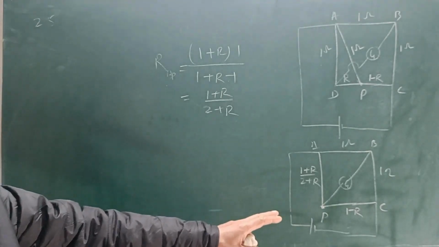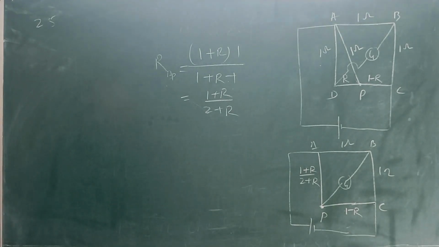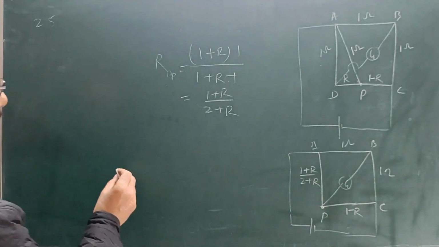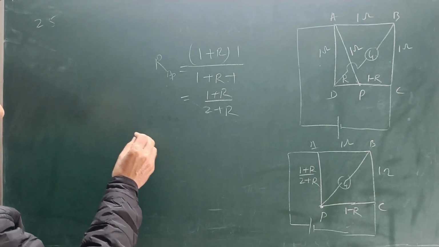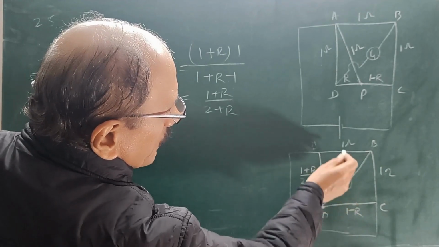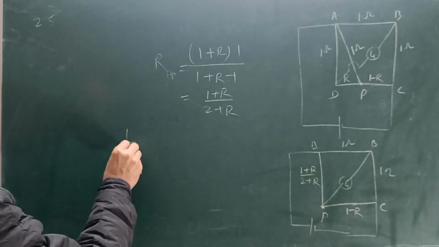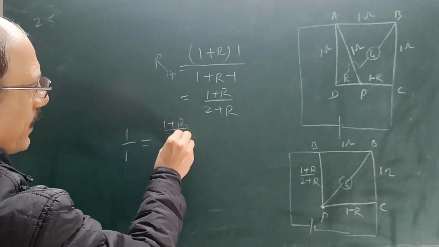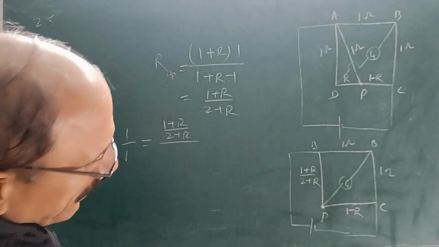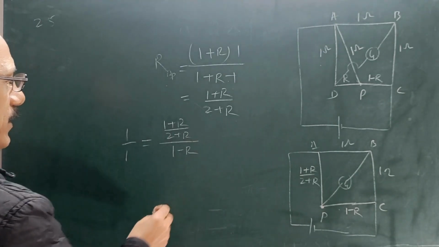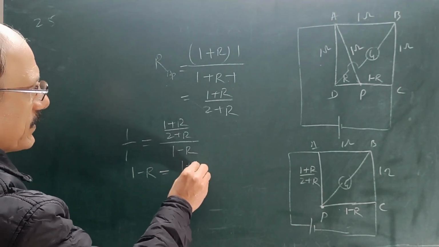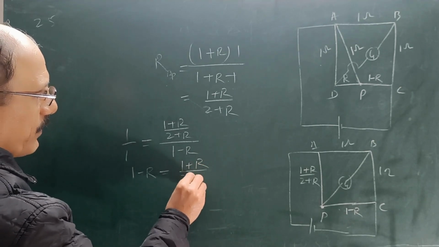And now again connect this with battery, and this is the galvanometer. So this is nothing but the Wheatstone bridge. As per the condition of the Wheatstone bridge, when this is null deflection, the balance point, that means this upon this should be equal to this upon this. So 1 upon 1 should be equal to (1 plus R) divided by (2 plus R), whole divided by (1 minus R). So here we have 1 minus R equals (1 plus R) upon (2 plus R).